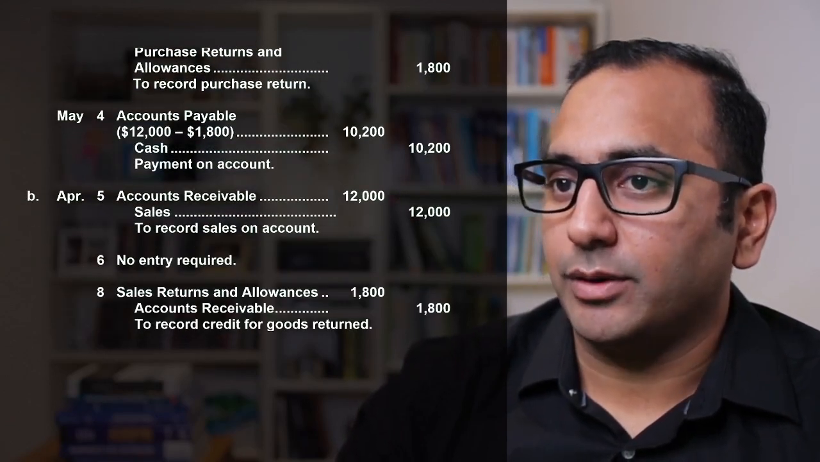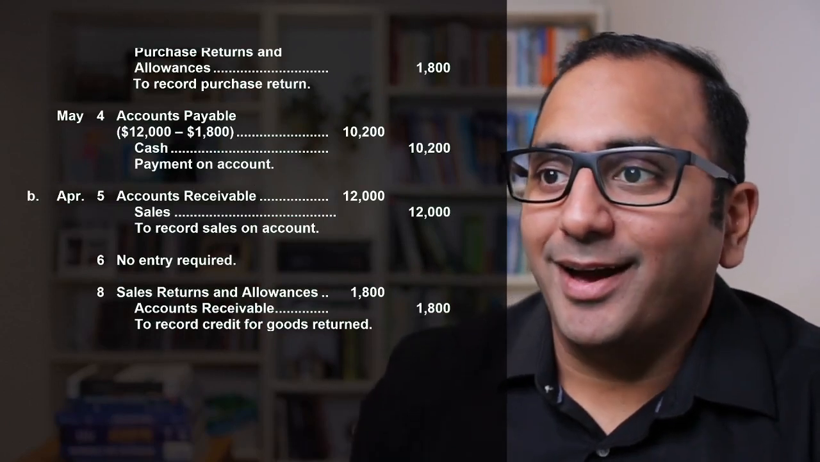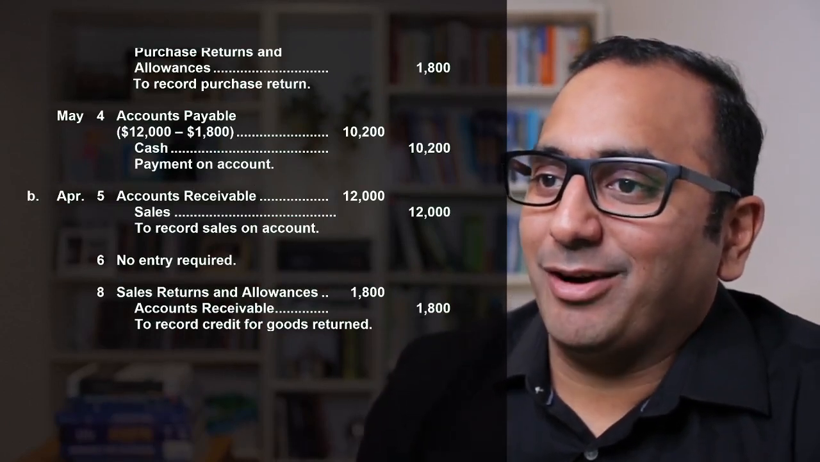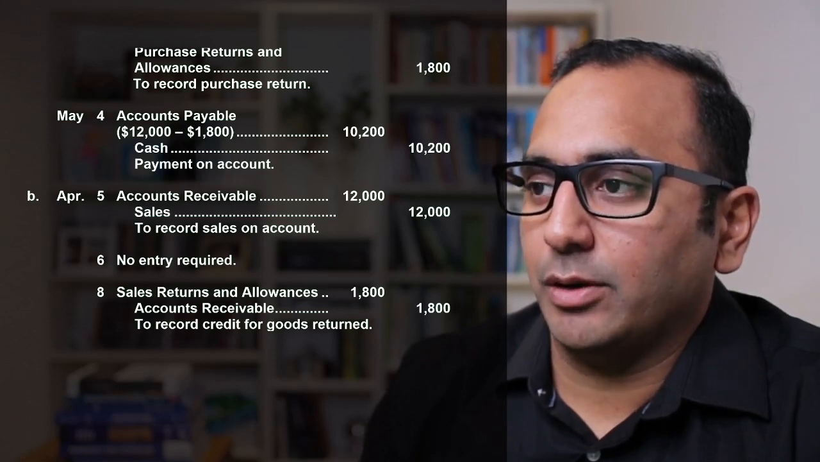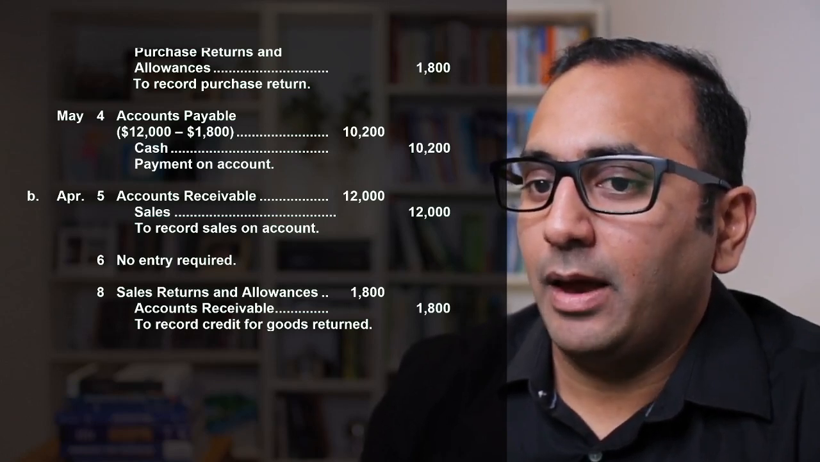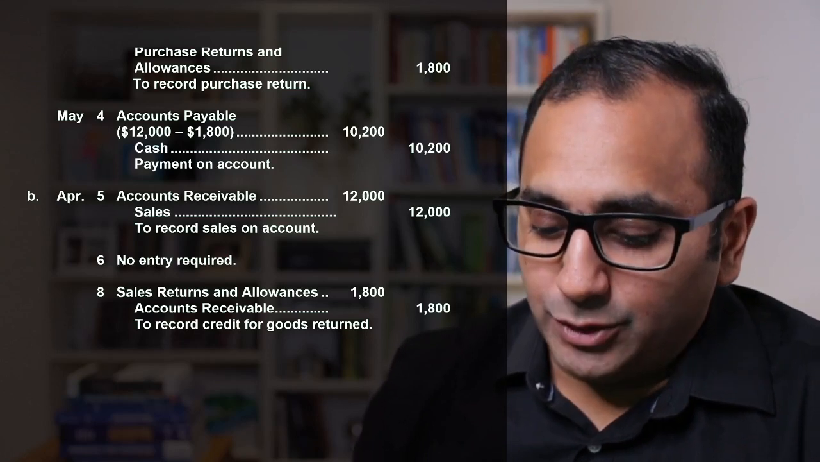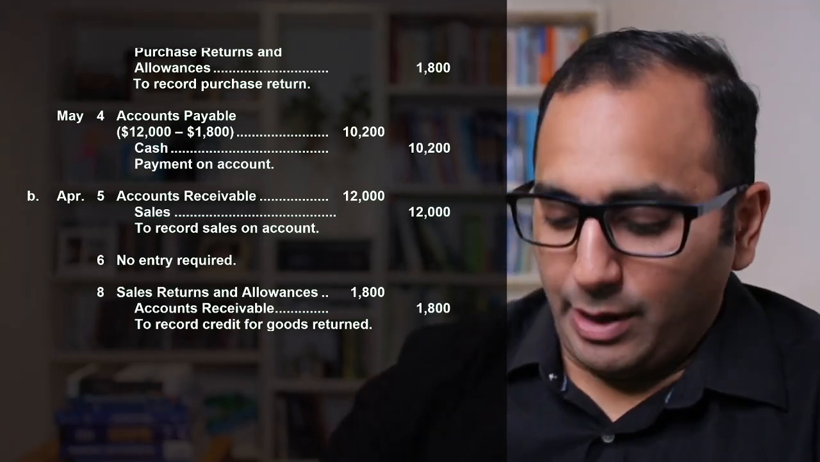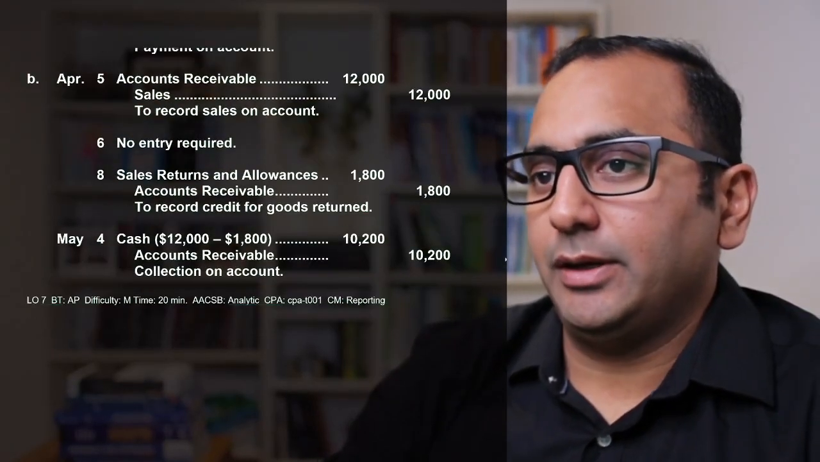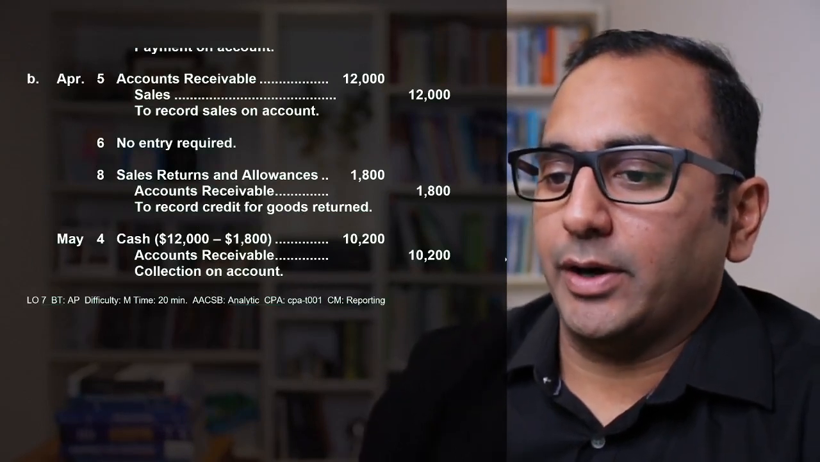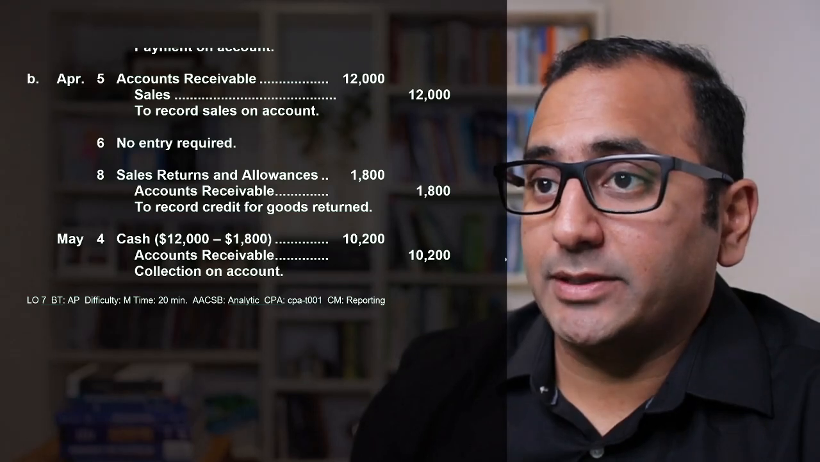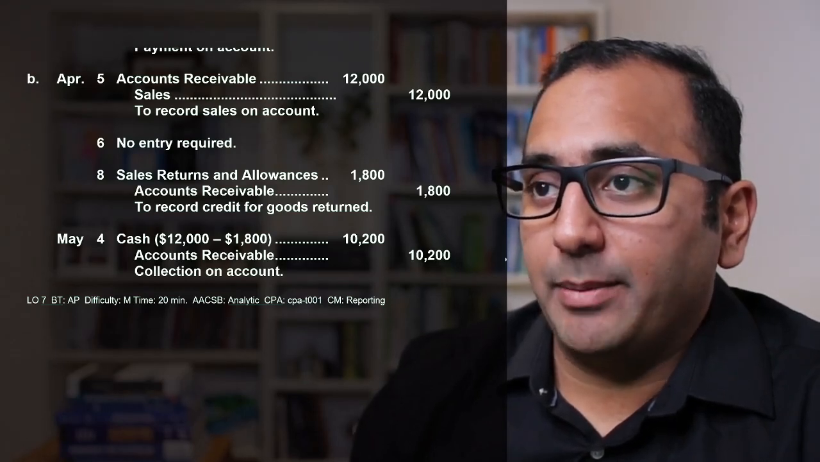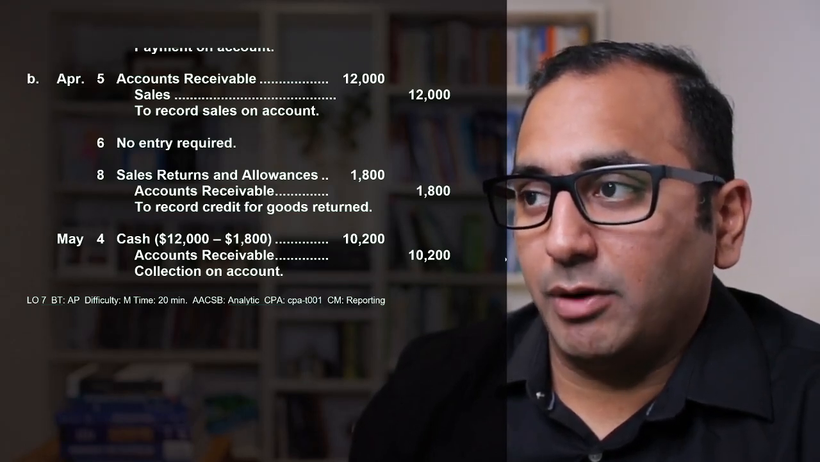On May the 4th, may the 4th be with you, when we actually are paying our bill, we're going to debit accounts payable for $10,200 and credit cash. And then we move into the second part of this question, where we're now dealing with the DeVito Company, again using a periodic inventory system. On April 5th, when they make the sale to Olaf, they're going to debit AR and credit sales for $12,000.